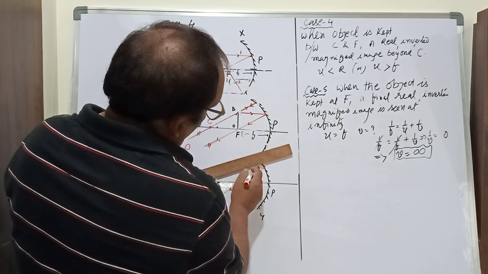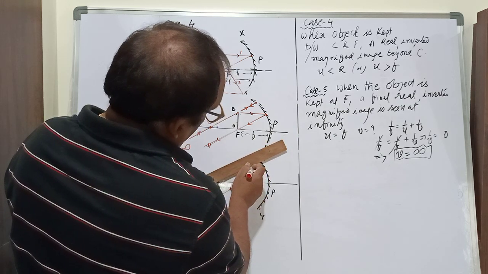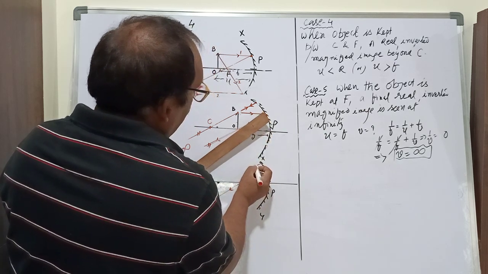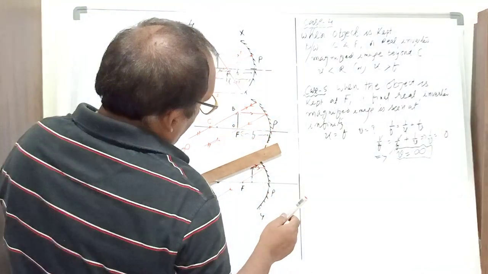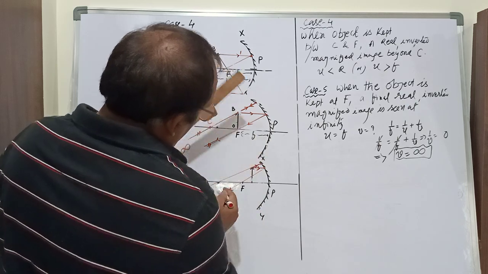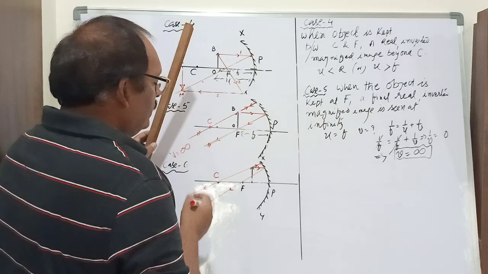One more ray you have to consider, like this. You see, it is incident like this, and it makes an angle of 90 degrees with the surface of the mirror. Therefore, it is now retracing back. It is going back like this. While going back, it has to travel through the center of curvature.